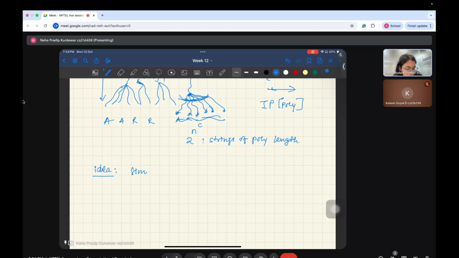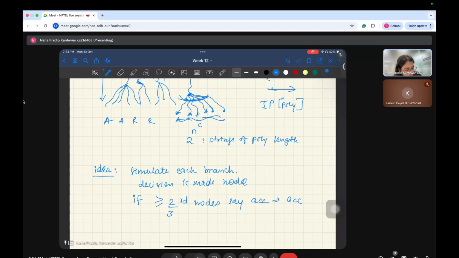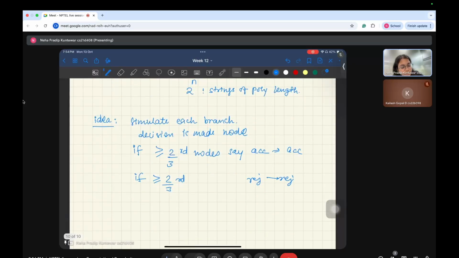simulate each branch and the decision is made at the nodes. So if at least 2/3 of the nodes say accept, then we are going to accept, and if at least 2/3 of the nodes say reject, then we are going to reject. The question is, what if the number of yeses or the number of accepts is less than 2/3 and more than 1/3?